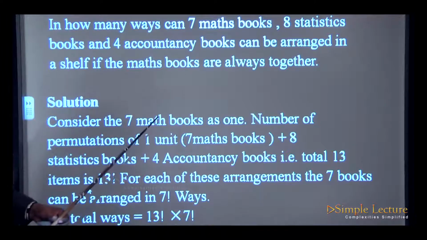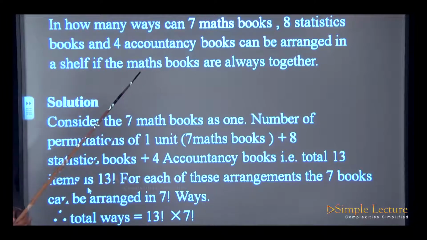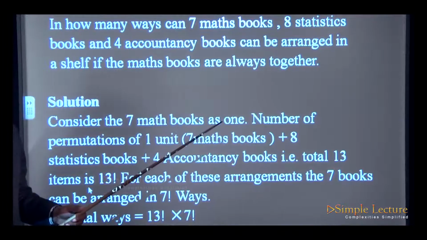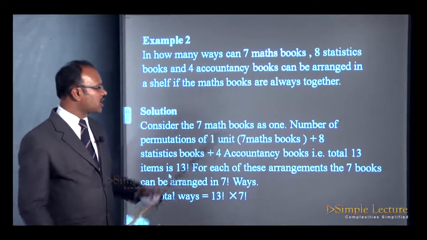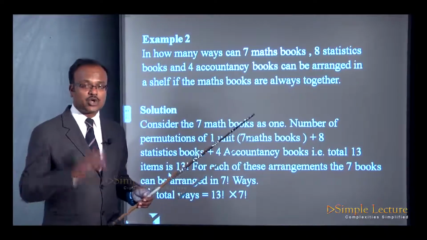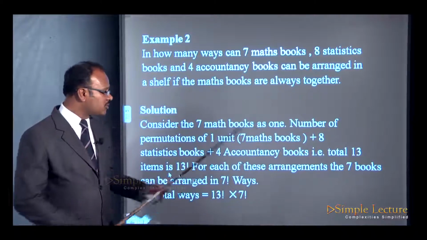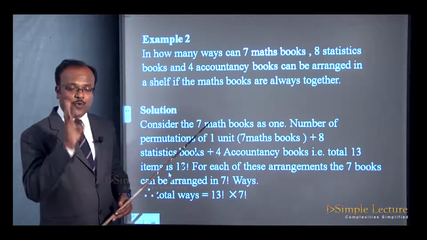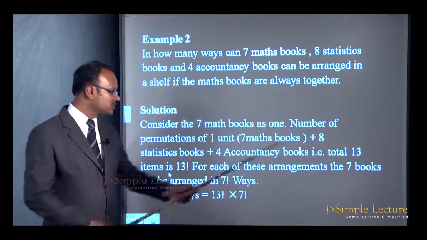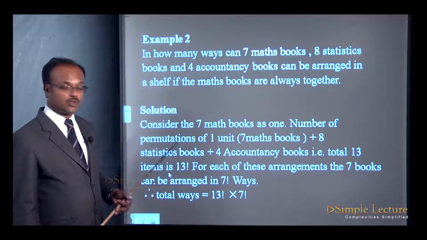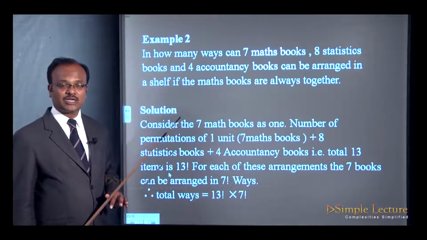So, consider the 7 math books as 1. Take out these 7 math books, make it 1 unit. Then, the number of permutations of 1 unit, that is the 7 maths books taken as 1 unit, plus there are 8 statistics books, plus 4 accountancy books. So, totally how many are there now? 8 plus 4, 12, plus all these 7 maths books made as 1 unit. So, totally you will have 13 items. So, that is 13 factorial.